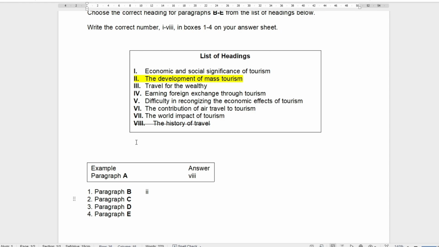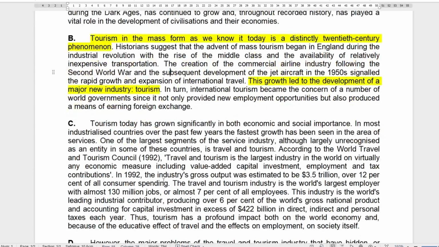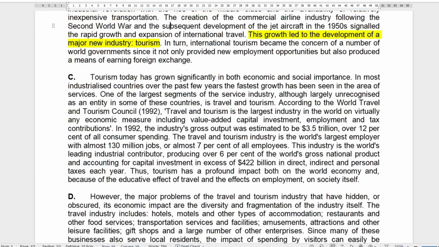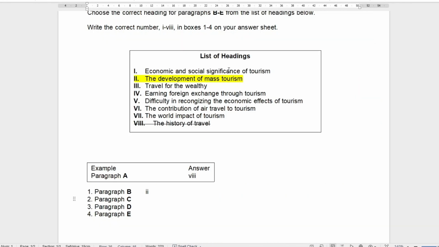Okay, there we go. Now paragraph C. Tourism today has grown significantly in both economic and social importance. So I want to take that: economic and social importance, and now economic and social significance of tourism. There we go. I think the answer is going to be number 1 for sure.